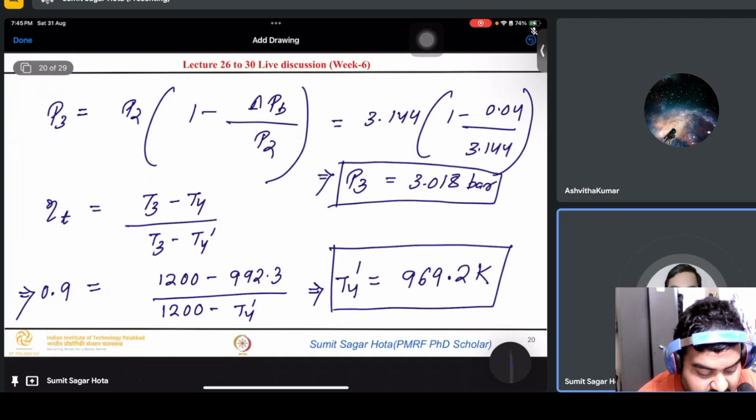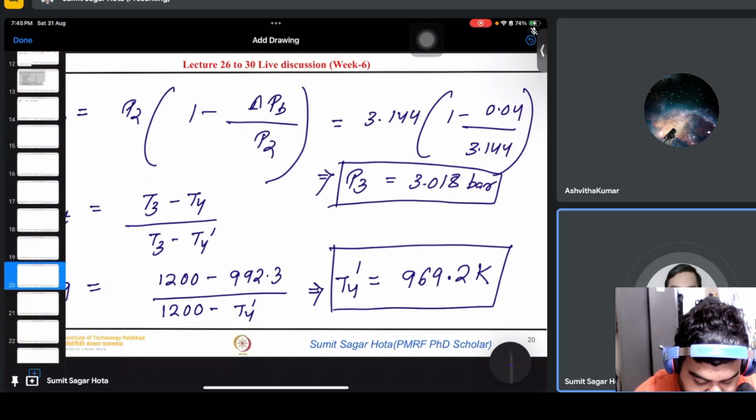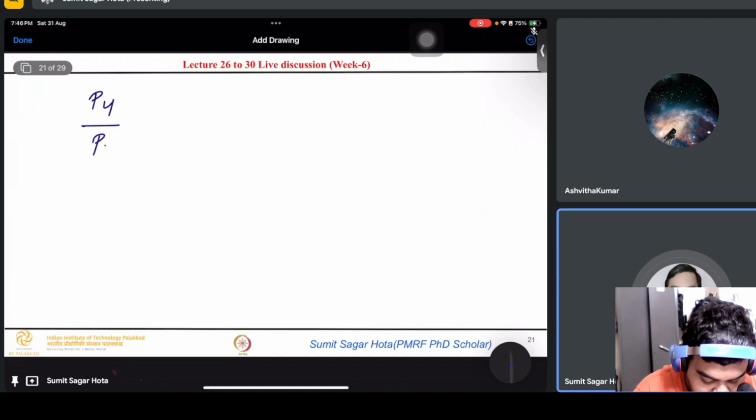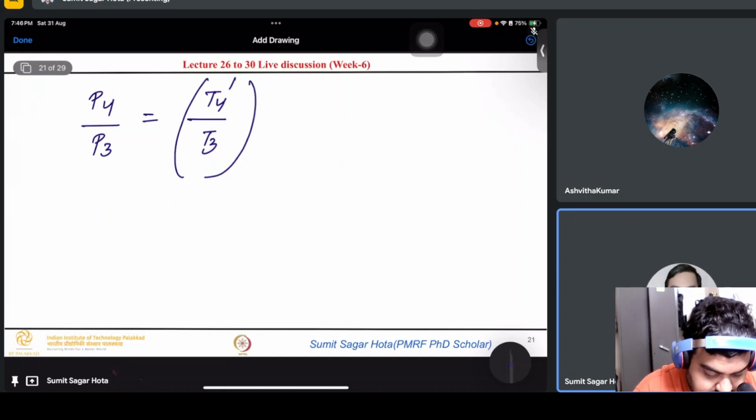So since we have T4 dash, we have P3, and we also have T3, now we can calculate P4. Because if we have P4, then we can go for ambient or the critical pressure. That's the idea. We know the isentropic relations for the reversible adiabatic process. The formula for pressure ratio P4 by P3 is equal to the actual T4 dash by T3, to the power gamma by gamma minus 1.